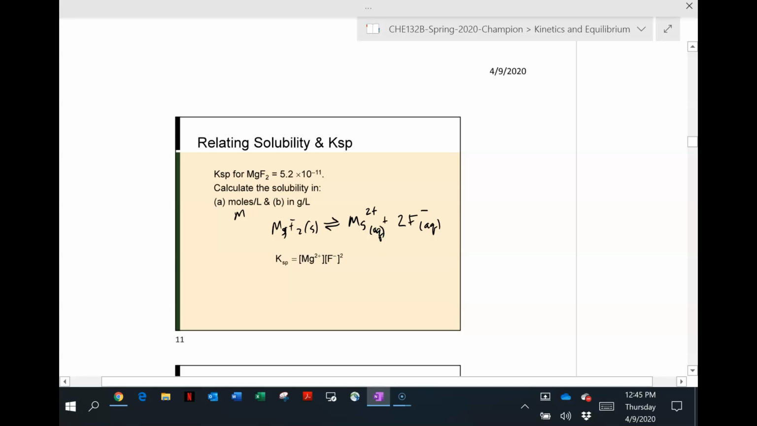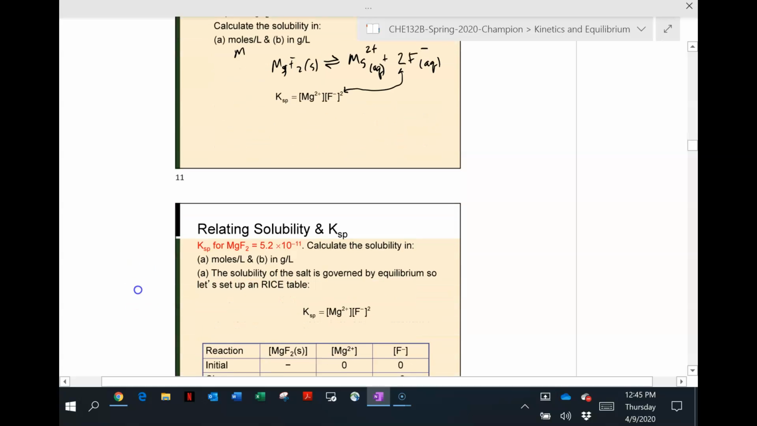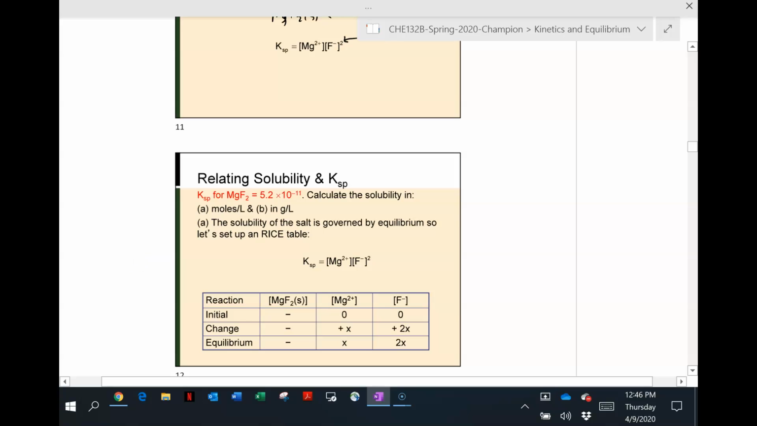So when we write the Ksp expression, you see you have magnesium concentration times the fluoride concentration squared, where that 2 and that 2 are the same. That's where that subscript 2 comes from. So we can make an ICE chart here. They call it a RICE chart, reaction being the R for rice table. We leave the solid out.